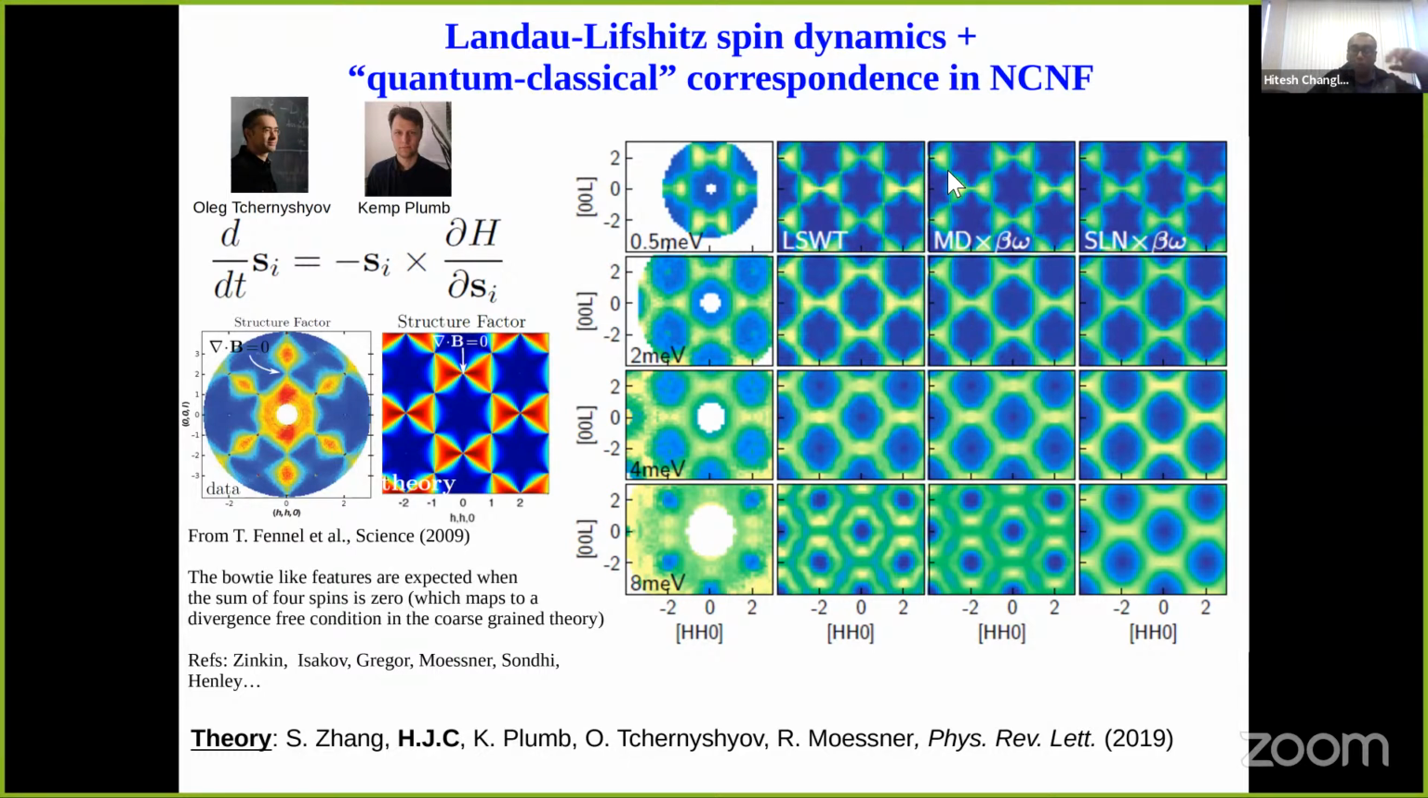And in where this bow tie feature basically disappears, which is what happens at high energy. So we can get both energy and momentum features right, if one does a good job getting the model Hamiltonian right, which is what we invested a lot of time doing.